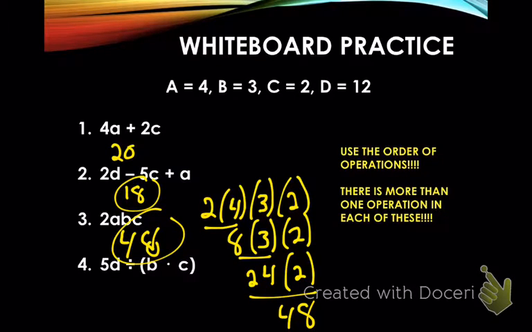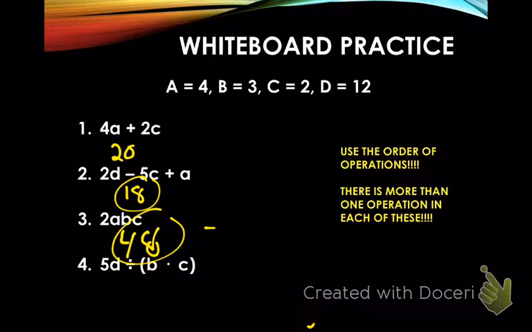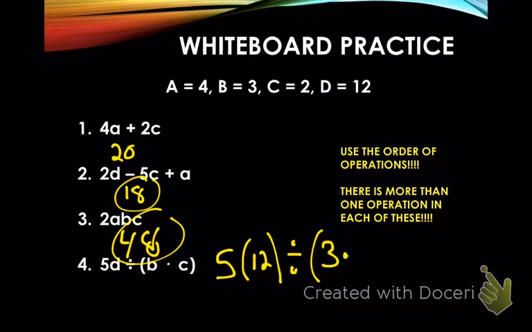There we go. Okay, and your last one that you tried right now on your whiteboard, go ahead and check these. And we're going to have 5d, and d is 12, so 5 times 12, because it's right next to each other, divided by, ooh, and look, we have a parentheses, which means we're probably going to have to do that first, 3 times 2. All right, so got to go ahead and do that parentheses first, 6. So we have 5 times 12 divided by 6.